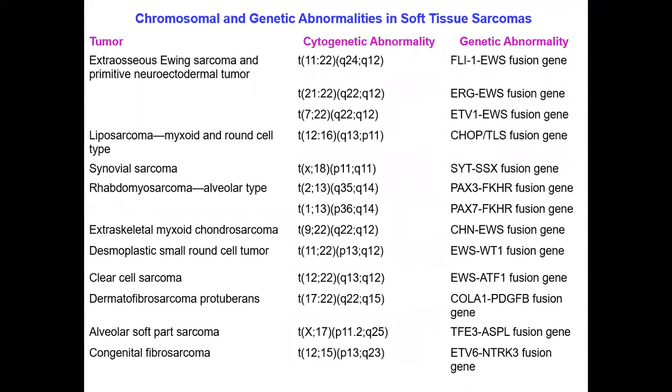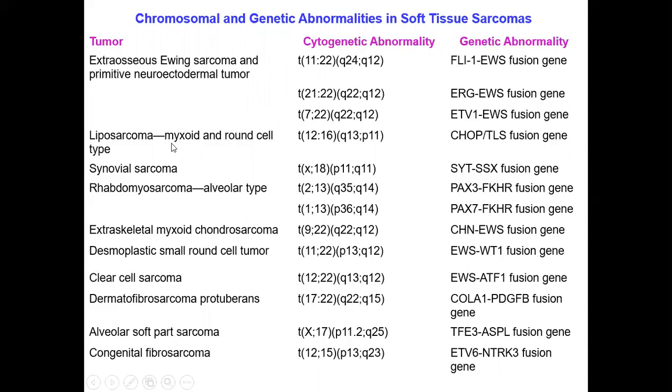So this is the table showing different chromosomal and genetic abnormalities in the soft tissue sarcomas. First is extraosseous Ewing sarcoma and primitive neuroectodermal tumor. There is translocation between chromosomes 11 and 22, q24 and q12. And the genetic abnormality is the resulting fusion gene, FLI1-EWS.